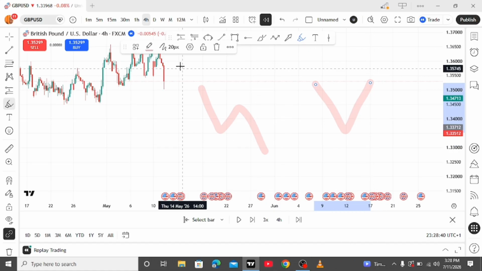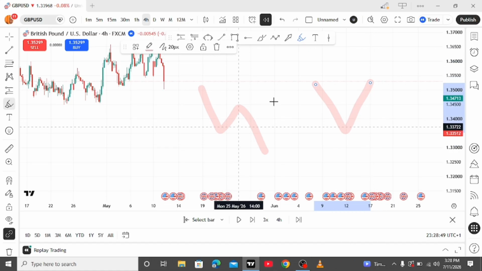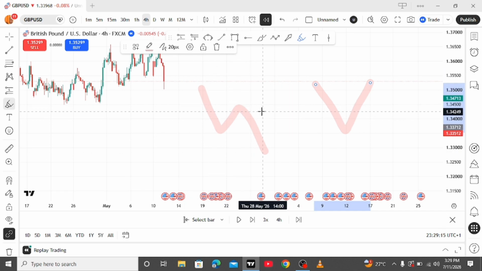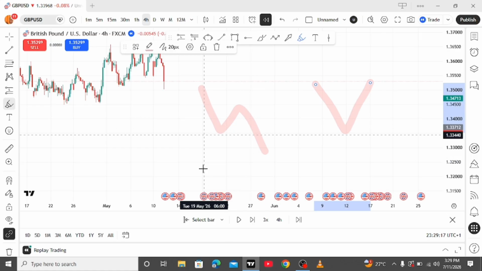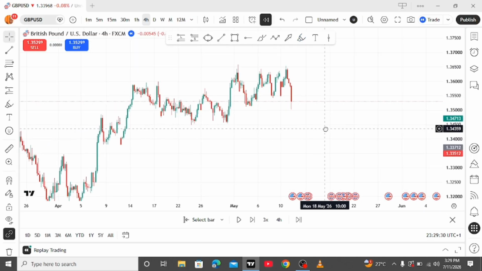So I trade continuation patterns. I check the bigger time frame to see what trend we are in. If it's a downtrend, then I'll be looking for sells. So I go over to the smaller time frame, wait for this continuation pattern, and this is where I enter. So without wasting much time, let's see how this works on the main chart.